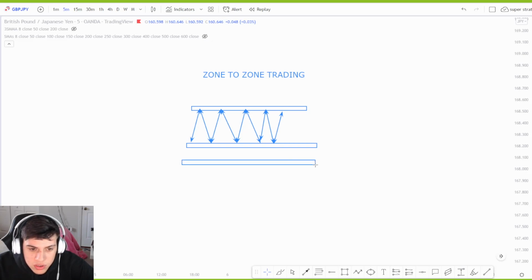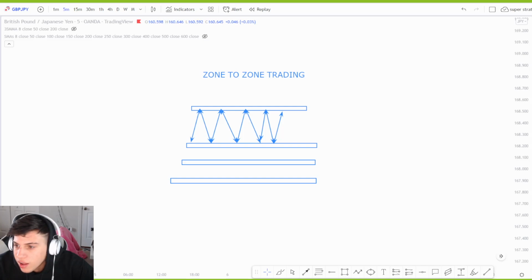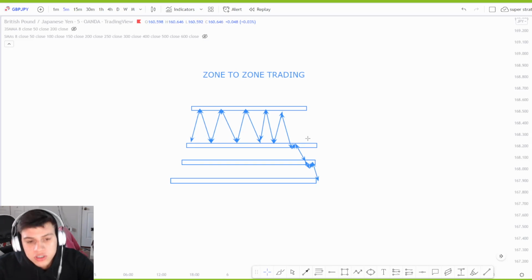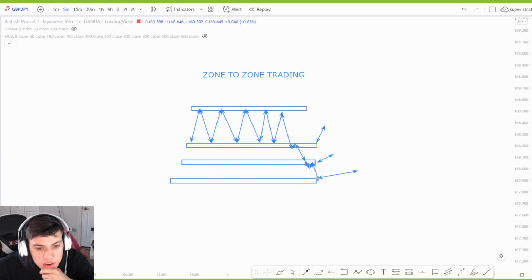So what I mean by zone to zone trading is that once we break a level, something like this, once we break this level here, we will most likely retest this area to then come down over here. Then once we break this level here, we will come down to this area and then break the area again. The big thing that I want you guys to understand is once we break an area, we will come down to the next area. Once we break this area, we will come down to the next area. Same thing goes for the buys, right?